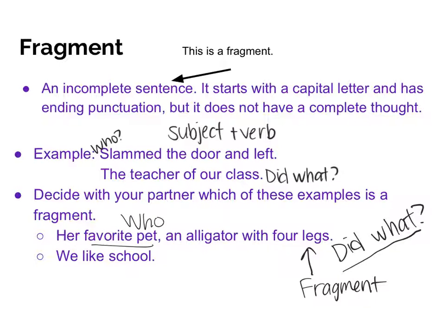This sentence is shorter, but let's see if we have both a subject and a verb. We like school. Do we know who? Yep, we sure do. It's we. Do we know what we do? Oh, we do know. We like. We like school. So we have a subject and a verb. So even though this sentence is shorter, it is a complete thought. So this is not a fragment. The only fragment is the first sentence.